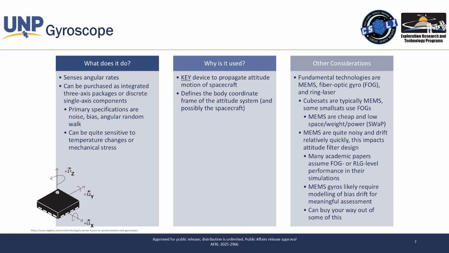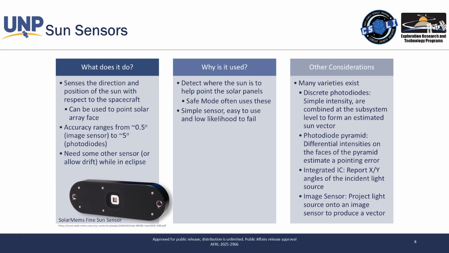And there's a lot of noise and other stuff that we have to deal with here, so that's part of our estimation algorithm. Okay, sun sensors are another really key thing that essentially tells you where's the brightest object in the sky, the sun, and that helps you point your solar panels that way.